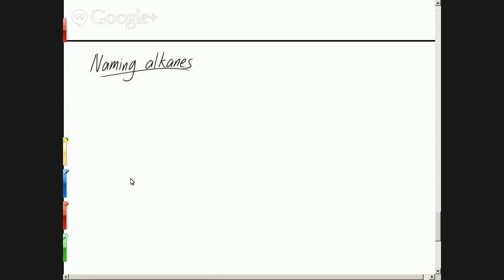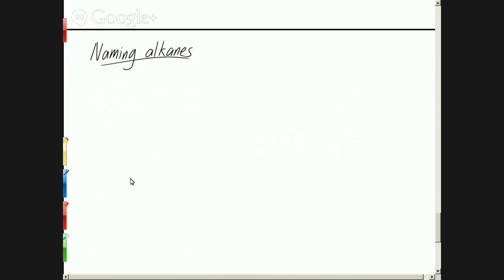Okay, so let's talk about naming alkanes. I'm going to give you the rules first, and then we'll do the examples, and we'll look at how they work, and we'll talk about some of the things that we do need to actually memorize. So we're going to think about the names in 3 parts. It's going to look like 3rd grade English class for a second, but bear with me.